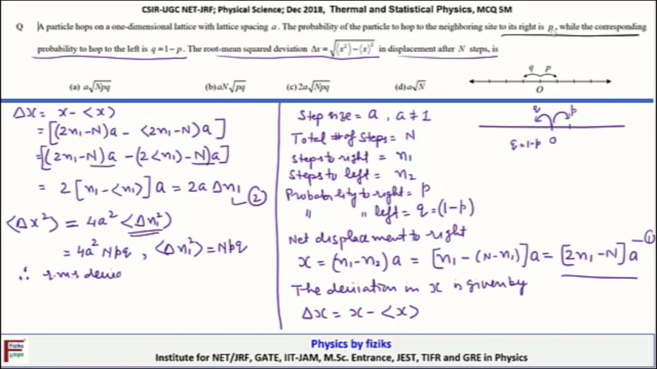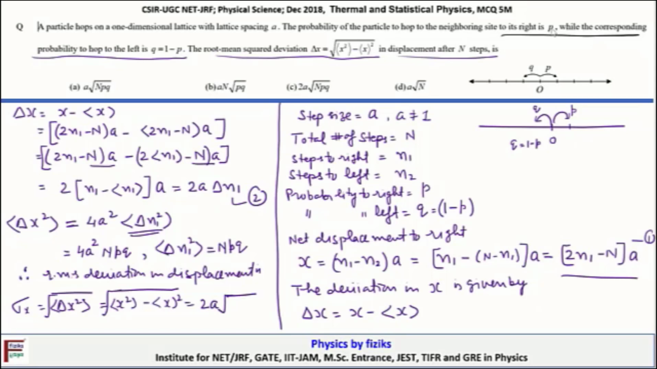Okay, so therefore the RMS deviation in displacement is the square root of delta x square, which is further equal to the square root of x square average minus average x square, and this is further equal to 2a times the square root of npq. Okay, so therefore C is the correct option here.